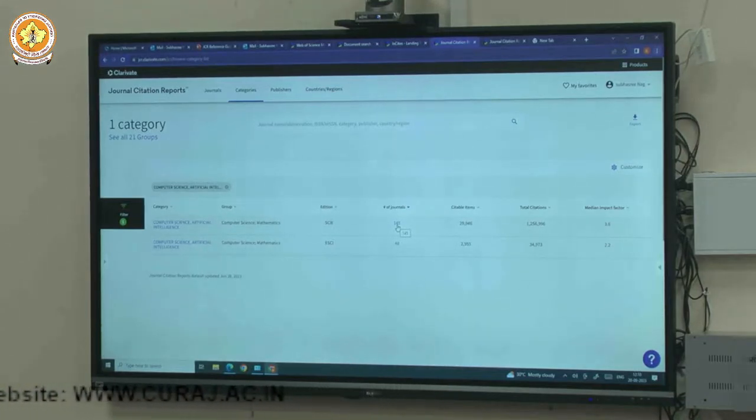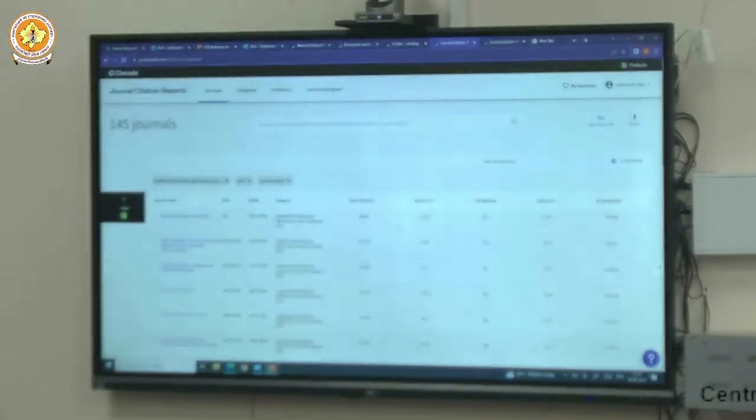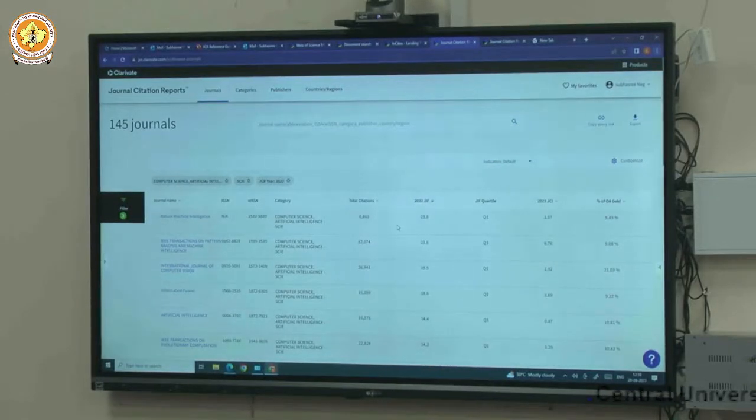Medicinal chemistry is a much older, much more traditional field. It has only 60 journals. And out of these 145, which field has got the most number of citations in the last, any guesses? Last 2-3 years.